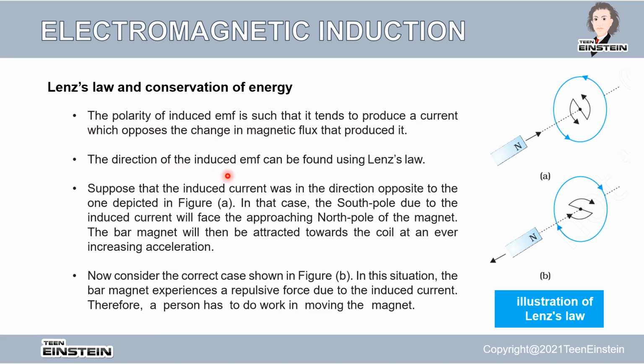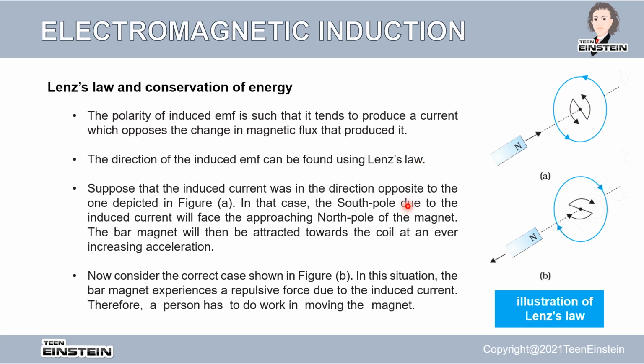So the direction of the induced EMF can be found using Lenz's law. Suppose that the induced current was in the direction opposite to the one depicted in figure A. In this case, the south pole due to the induced current will face the approaching north pole of the magnet. So the north pole is coming here and the south pole of the induced magnet will face the north pole. So the bar magnet will then be attracted towards the coil at an ever increasing acceleration, because it's south pole and north pole. Now consider the correct case shown in figure B.